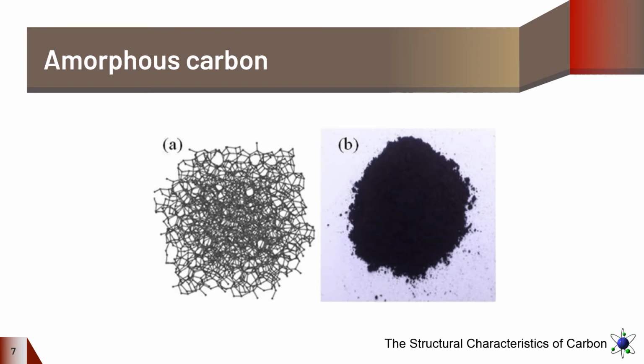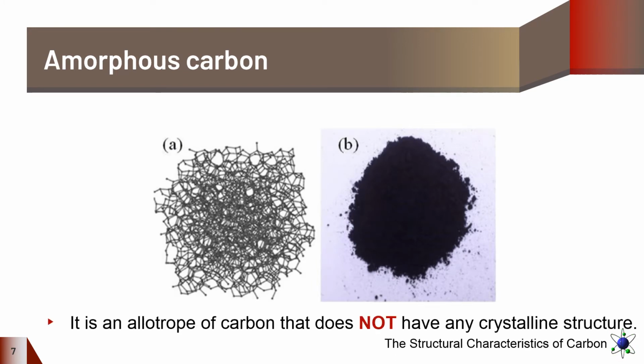I have here the illustration of amorphous carbon. It is an allotrope of carbon that does not have any crystalline structure. As you can see, this type of carbon has no definite shape or definite arrangement of atoms.